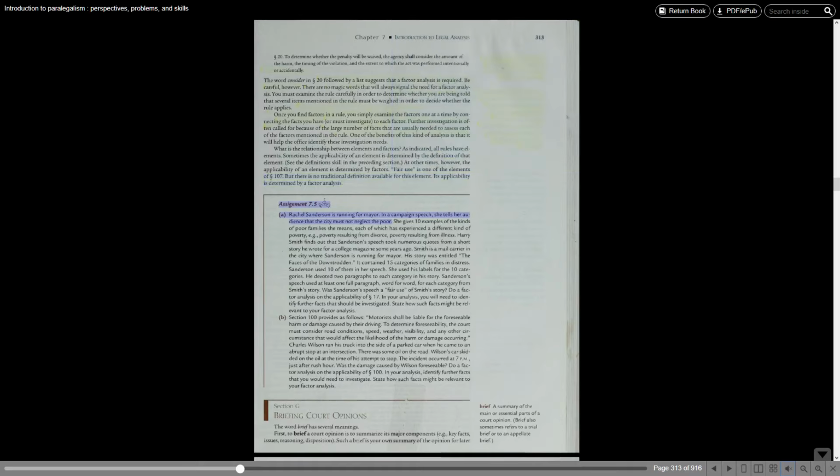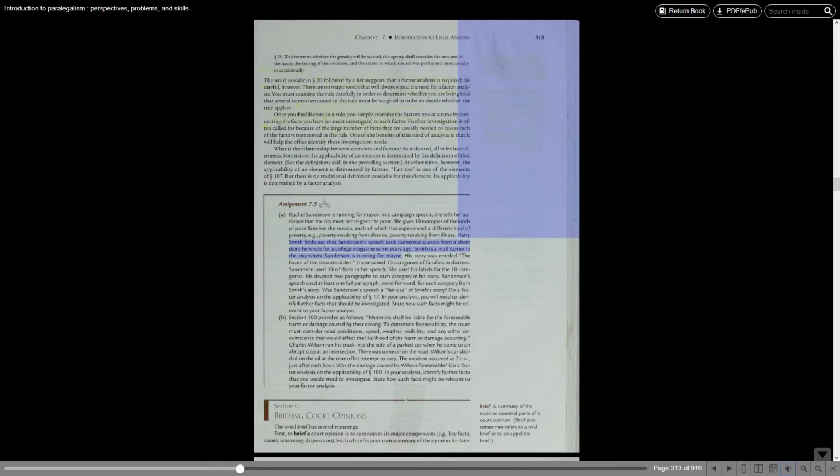Assignment 7.5. Rachel Sanderson is running for mayor. In a campaign speech, she tells her audience that the city must not neglect the poor. She gives examples of the kinds of poor families she means, each of which has experienced a different kind of poverty, e.g., poverty resulting from divorce, poverty resulting from illness.